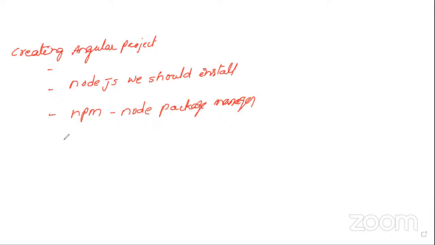Once these two are installed, you also have to install the Angular CLI version. CLI stands for command line interface. This is a kind of tool which allows developers to create an Angular based application.